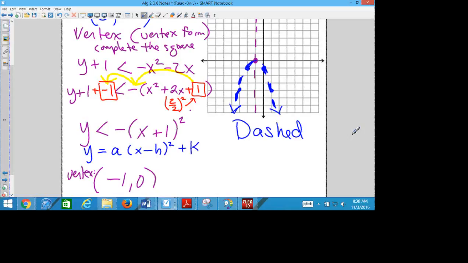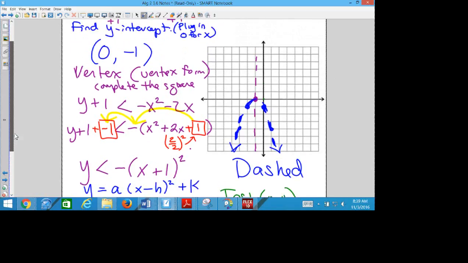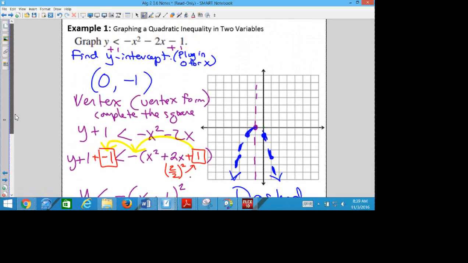One last step. What do we need to do? Check it. Not check it, but test a point. What point could I test for this? Oh, I can. It's not on the parabola, so I can test it. So I put that into the original equation. 0 less than -0 squared minus 2 times 0 minus 1. I just test it up here.